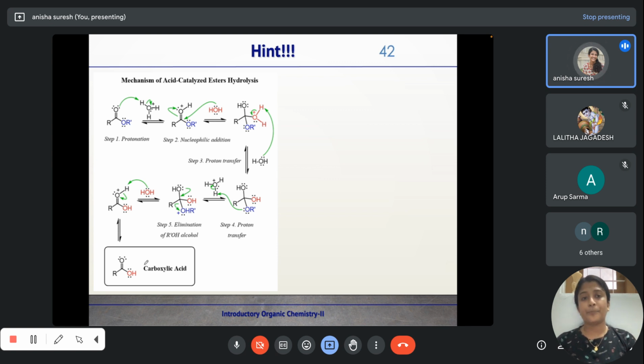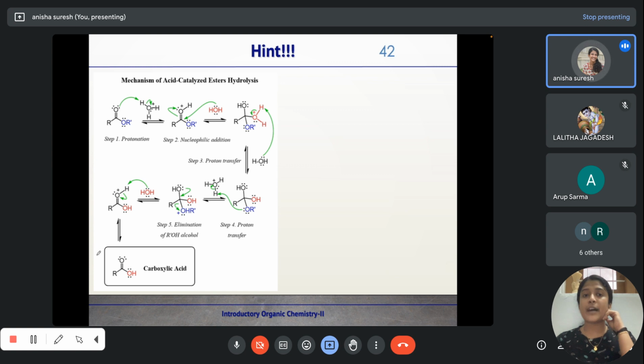If we are removing the alcohol from the system, the alcohol which is the byproduct, then this reaction will move forward, resulting in the formation of more carboxylic acid.